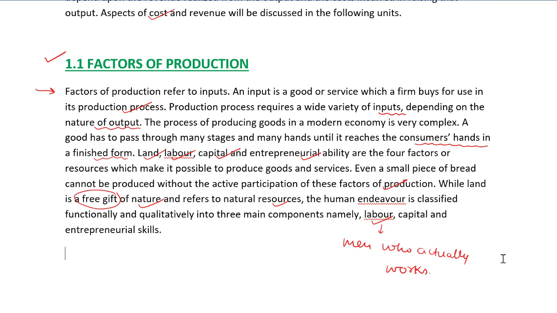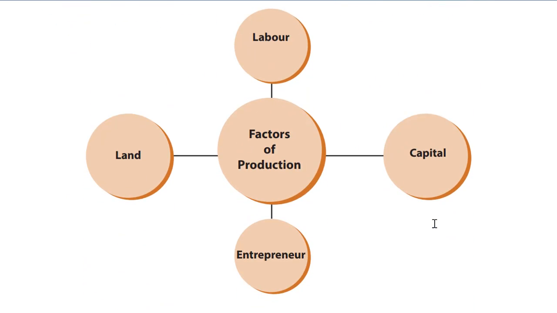We have capital, that is finance, and entrepreneurial skills, entrepreneur. So entrepreneurial skills is possessed by a person known as entrepreneur who is having an idea. Let us continue. So these are the four factors of production: land, labor, capital, and entrepreneur.